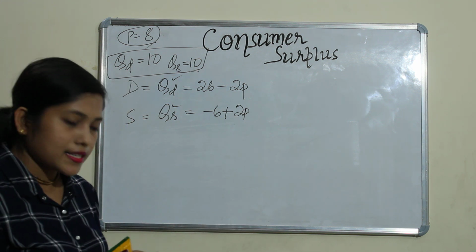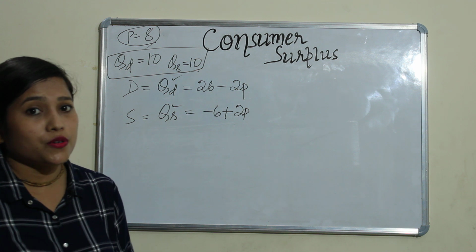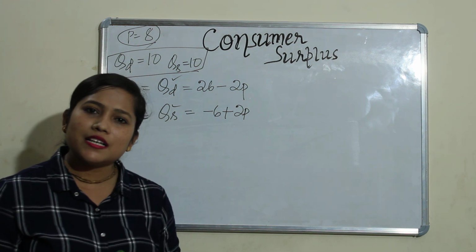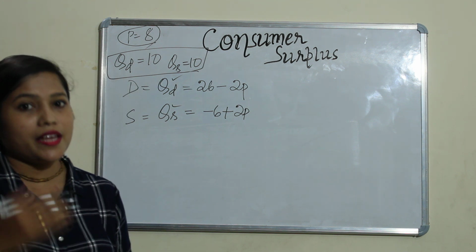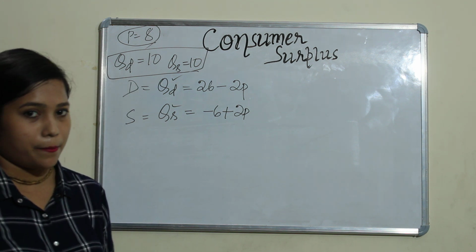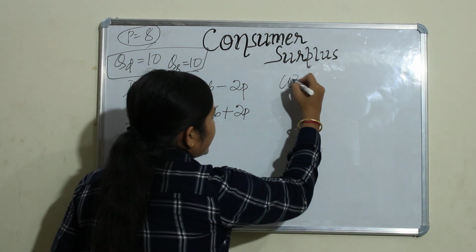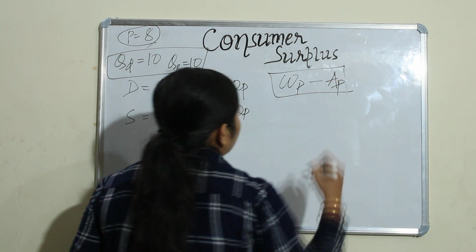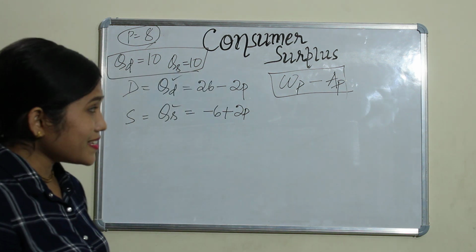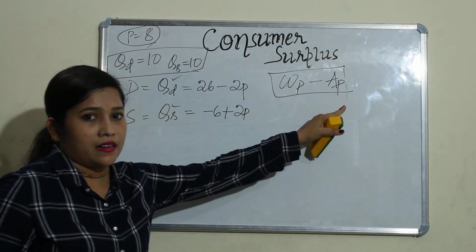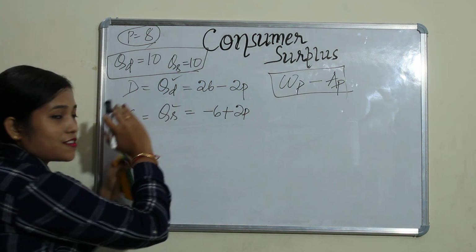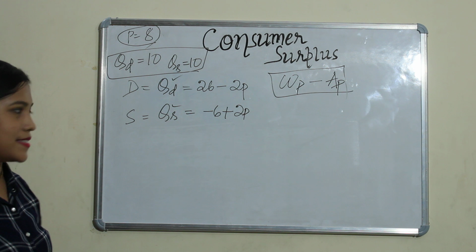Now our focus is to find out consumer surplus. So what is the formula to get consumer surplus? Willingness to pay minus actual payment. See, willingness to pay minus actual payment. Getting my point? This is payment, that means in terms of price. So we have to convert this equation in terms of price.